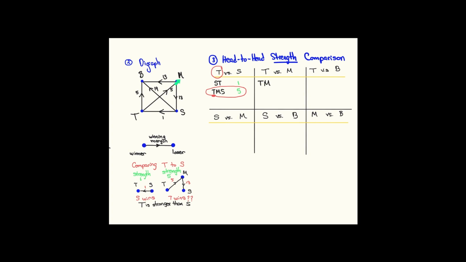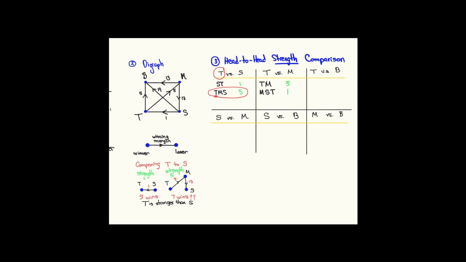We can go from M to S to T, and that's the only one, because the only other possibility would be to go to S and then to B, getting stuck, or going from M to B, where we also get stuck. The strength of TM is 5. The strength of MST is 1, which is the smallest between 13 and 1. The strongest path is TM. The start of that path is T, so T is the strongest candidate.